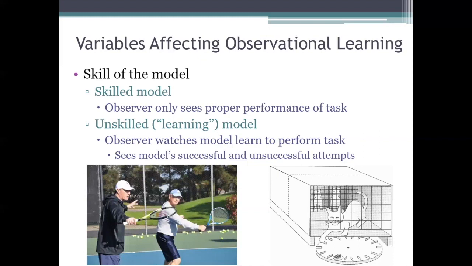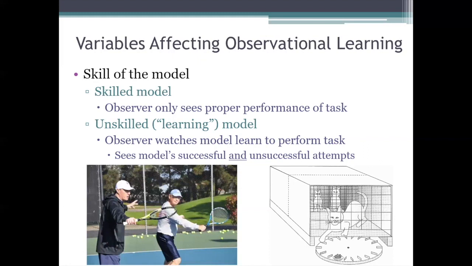We also call them learning models because the observer watches as this unskilled model learns how to perform a particular task. So, for example, in the Herbert and Harsh study that I described in my first video lecture for this week with the cats and the turntable problem, those observer cats watched an unskilled learning model, right? So the observers got to see the model's first attempt to solve the turntable problem. They got to see all of the model's successes and all of its failures as it learned to perform that task. And then the observers tried to solve the problem themselves. So that's a pretty important characteristic of the model to think about here. Is that model skilled or unskilled?